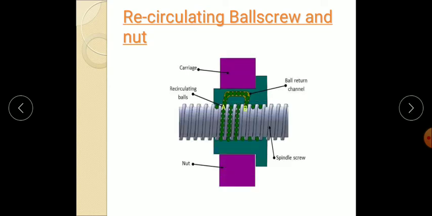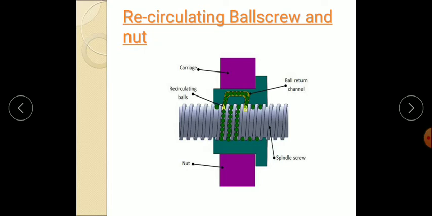Now next we explain the recirculating ball screw and nut. So this is a figure related to the ball screw and nut. So this is the carriage, this is the ball return channel, the spindle screw, the recirculating balls, and this is the nut. So here let me explain the working principle of the recirculating ball screw and nut assembly. First, it consists of a screw spindle, the nut, the balls and the integrating ball return mechanism.